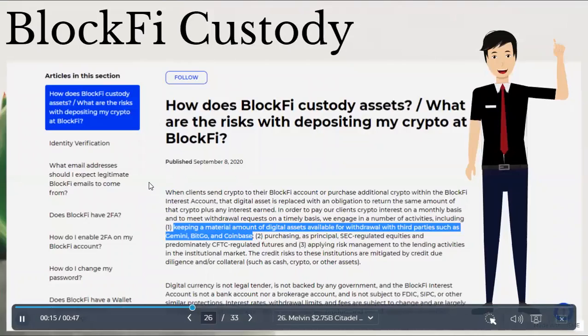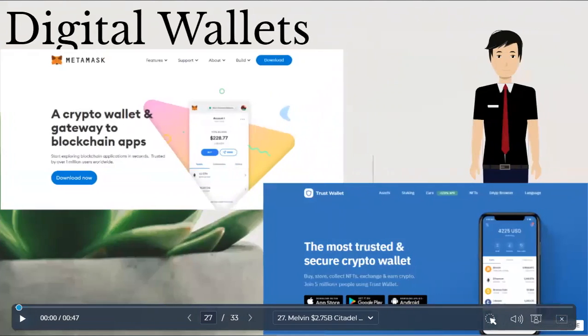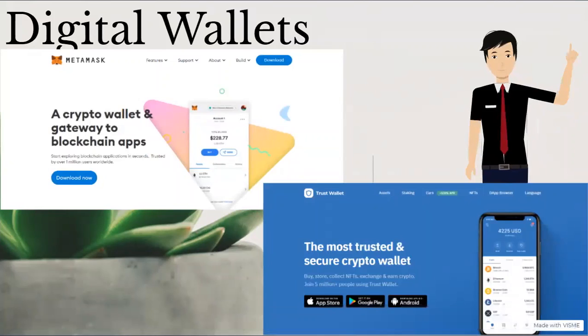In addition to wallets on exchanges, there are also digital wallets, such as Trust Wallet and MetaMask. These digital wallet platforms allow users to create different wallets for different crypto. That way, you're able to hold various crypto all in one platform, such as Trust Wallet and MetaMask.